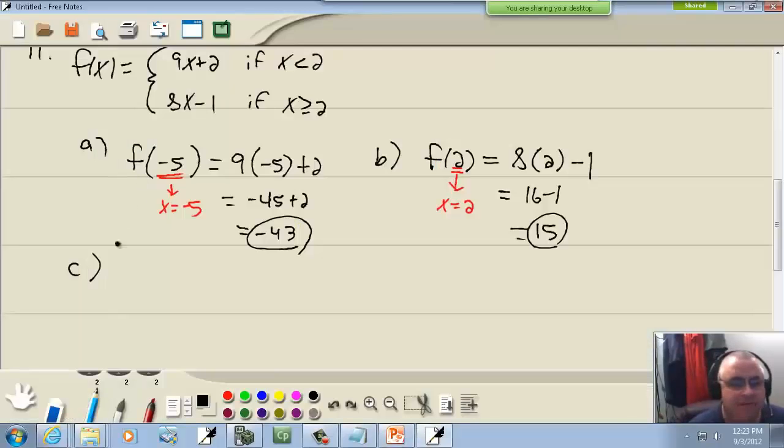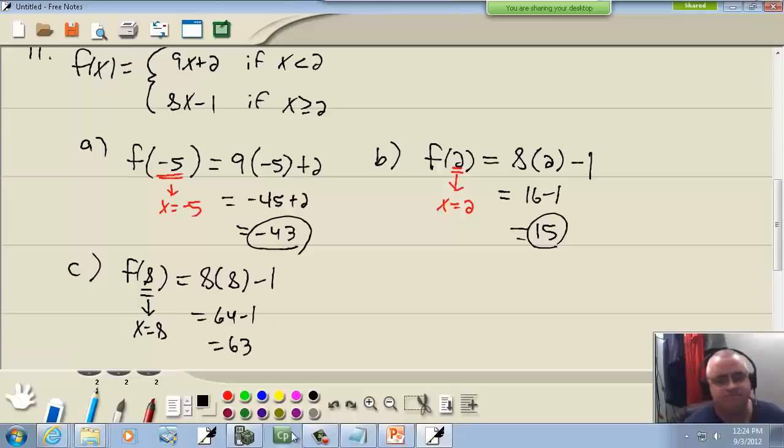And we're finding f of 8. Okay. Again, the number inside the parentheses here is your x, so x is 8. We're coming over here to conditions. Is 8 less than 2, or is 8 greater than or equal to 2? Well, it's greater than 2, isn't it? So it's following our second piece. So we'll plug the 8 into the 8x minus 1. Now it gives us 64 minus 1, or it gives us 63.